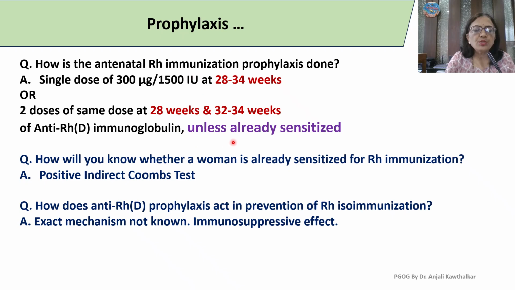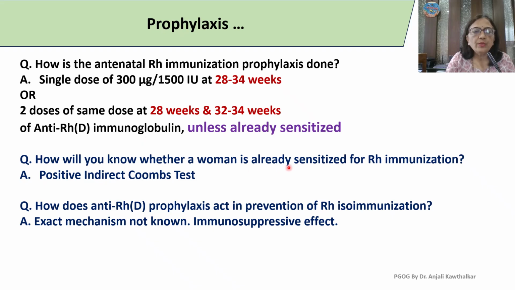Now this needs to be given, unless a woman is already sensitized. One dose or two doses are given, and if an already sensitized woman is there, then this should not be given. Already sensitized means RH isoimmunization, RHD immunization, has already taken place, and then there is no role of prophylaxis. Remember, if the indirect Coombs test comes positive and the titer is significant, greater than 4, there is no role of giving this antenatal or postnatal prophylaxis.